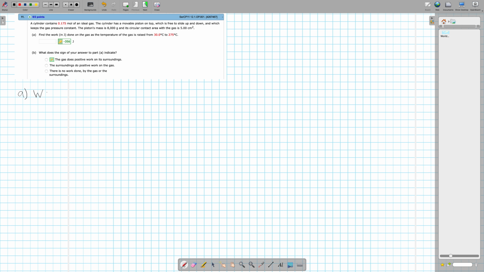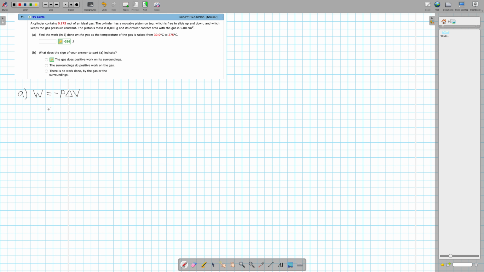So recall that work done on a gas equals minus pressure times change in volume. And that minus sign is important because it means that if the gas expands and delta V is positive, then the work done on the gas is negative. In other words, the gas loses energy if it expands and pushes something like a piston. And that's going to be the case in this problem.